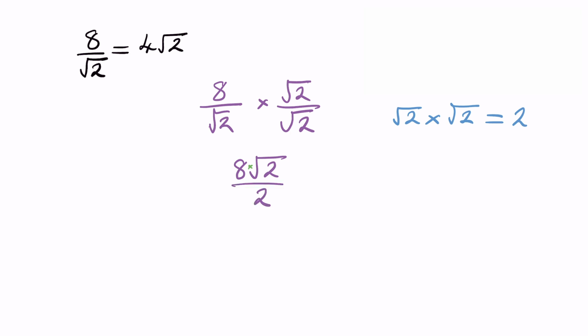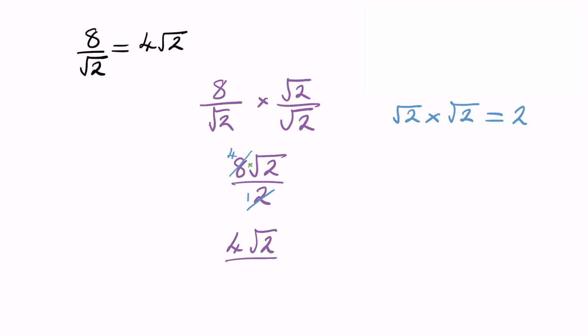So what do we have? Well, we have 8 root 2 divided by 2. And so now we can simplify our numbers and we're looking for a common factor which will divide into both number terms. We've got an 8 here and a 2 here, and the common factor of 8 and 2 is 2. So how many 2s go into the 8? Well, there will be 4 of them. And then how many 2s go into the 2? There's 1. And there we've proven that 8 over root 2 can be written as 4 root 2.